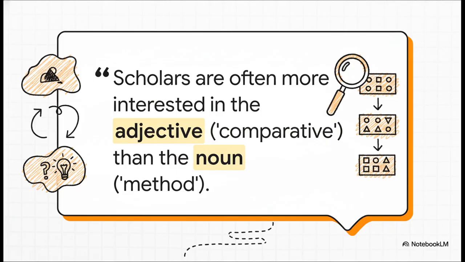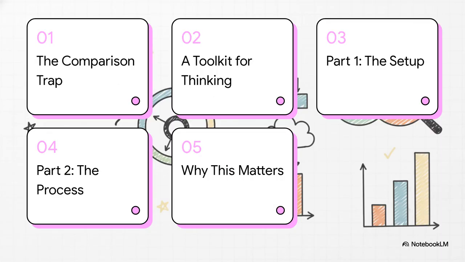Yeah, and this is where it gets interesting. This quote from our source material really hits the nail on the head. It points out that even experts get more excited about the idea of comparing things, that's the adjective, comparative, than they do about having a solid method, the noun. Okay, so how do we go from just messy, random comparisons to something a little more methodical?